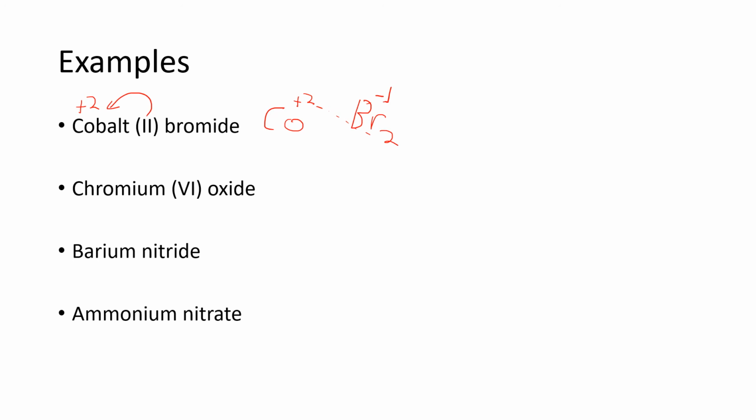We'll bring a 2 down here, we'll bring a 1 down here, and then when we clean this up and write our final answer, we do not show charges, we don't show the crisscross lines, and any subscripts of 1 we just don't write. So this becomes CoBr2. Now please pause this video and work out the remaining 3, then come back and check yourself.